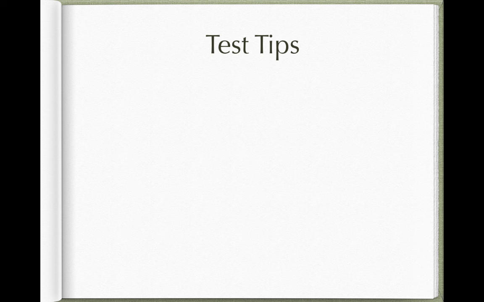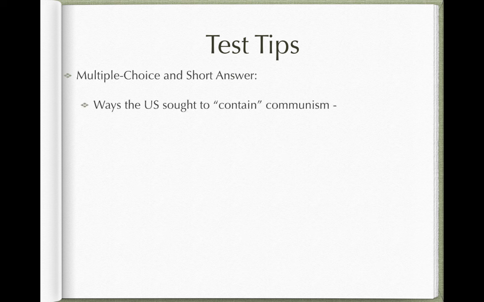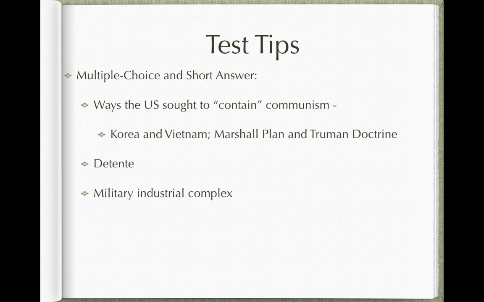All right, some test tips for 8.1. For multiple choice and short answer, know the ways that the U.S. sought to contain communism, whether it's the Korean War, the Vietnam War, Marshall Plan, Truman Doctrine, definitely be able to explain those. What the heck is détente? And the military-industrial complex. Who is that associated with, and what does it mean?